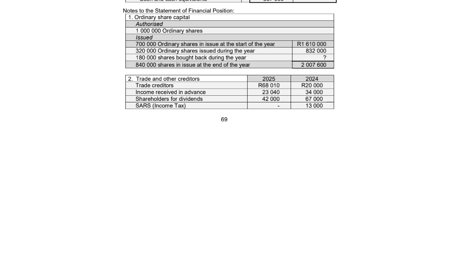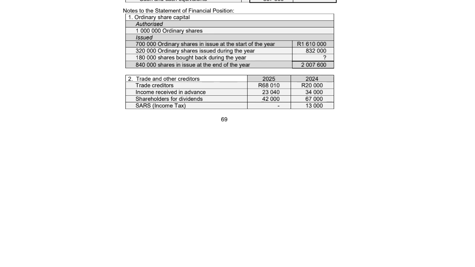Note number 1. Ordinary share capital. Authorized 1 million ordinary shares. Issued 700,000 ordinary shares in issue at the start of the year. 320,000 ordinary shares issued during the year. 180,000 shares bought back during the year, which we need to calculate. We'll do that by working backwards. And then 840,000 shares in issue at the end of the year. And then it's worth 2,007,600 rand.